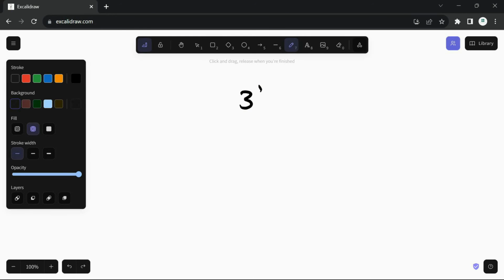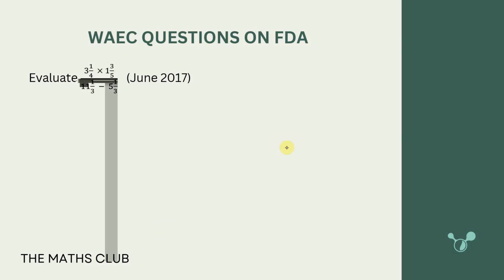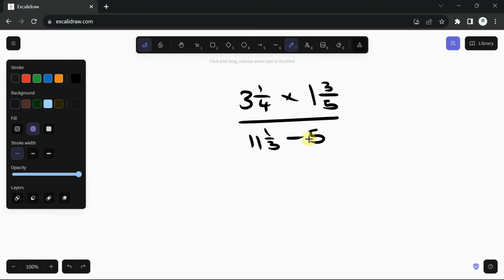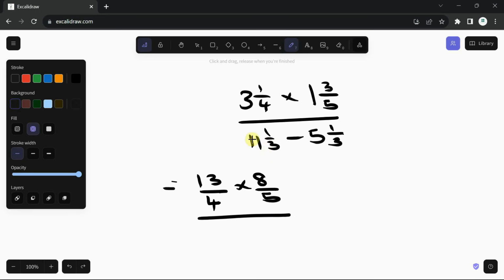3 whole number 1 over 4 multiplied by 1 whole number 3 over 5 divided by 11 whole number 1 over 3 minus 5 whole number 1 over 3. Alright, so first things first, convert everything to a proper fraction. 4 times 3 plus 1 is 13 over 4, times 5 times 1 plus 3, which is 8 over 5, all over 11 times 3 plus 1, which is 34 over 3, right? Minus 5 times 3 plus 1, which is 16 over 3, right?